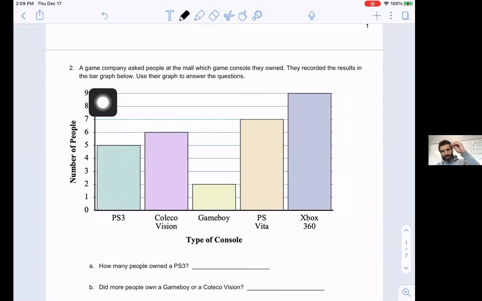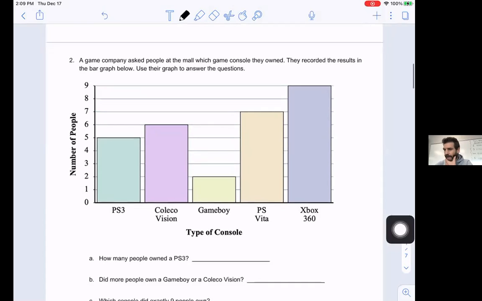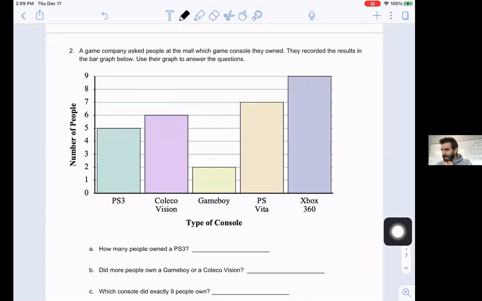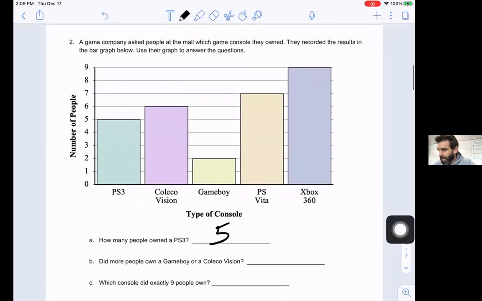So they asked some people at the mall which console they used, and then graphed it, and now we're trying to interpret this. So the independent variable, the thing that changes in this experiment, is the console, and the thing that we measure is the number of people, right? So you might imagine a multiple choice question. That's the thing that changes, and the thing we're going to measure is the number of people that answer each particular answer. So how many people owned a PS3? So here's PS3 here, and I go up and over, and I can see that 5 people owned a PS3.